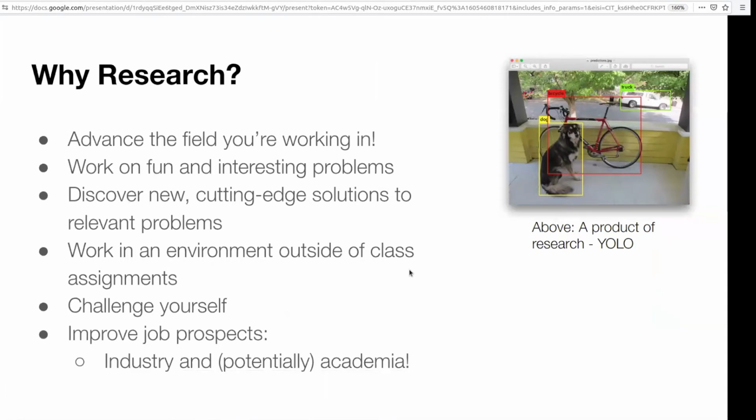A lot of you might be wondering why research. So I would say there's a few reasons. The first reason is to advance the field you're working in. In research, there might be some problems that have been solved, but they've been solved poorly. Or there have been problems that just literally have not been solved yet. And when you solve this problem, or the solution to the problem is even better, you're basically advancing the field that you're currently working in.